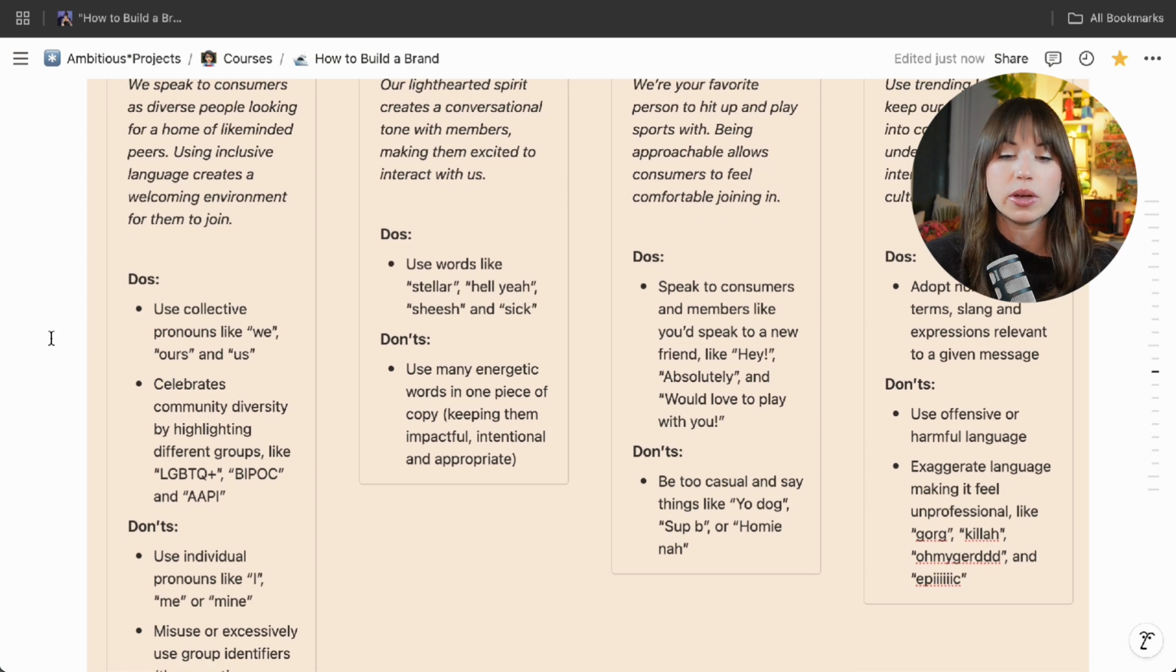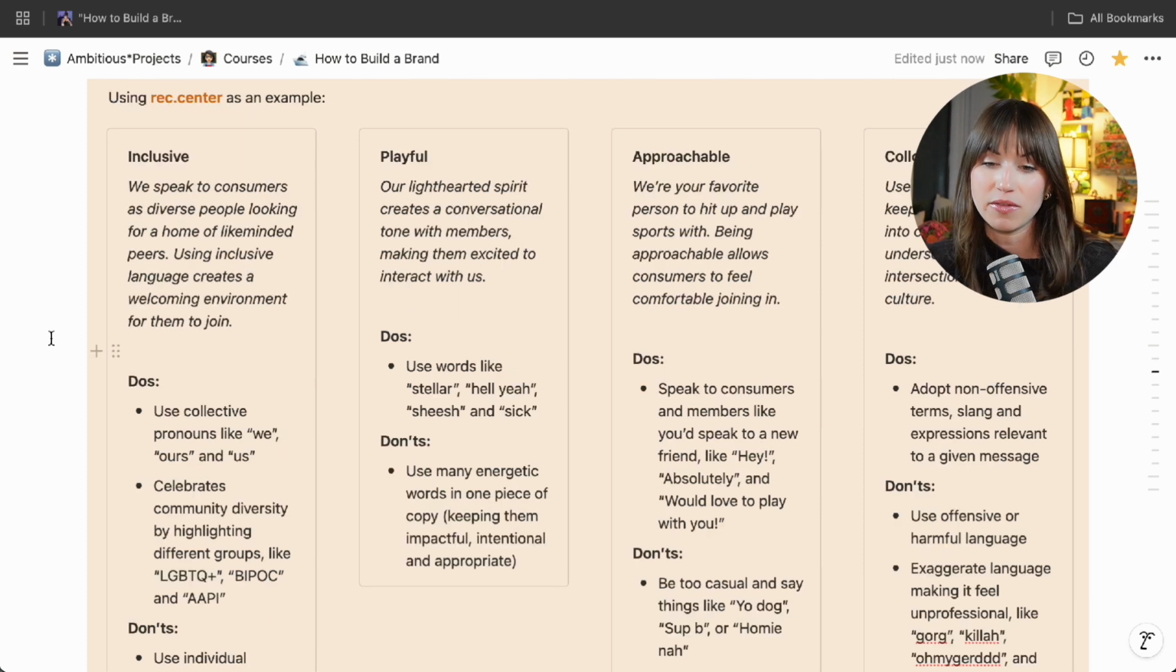But what we don't do is use individual pronouns like I, me, and mine. That's individualistically focused. We are communally focused, and we don't misuse or excessively use group identifiers because we don't want people to feel like they are a segment within a greater whole. It's just a greater whole comprised of individual parts.